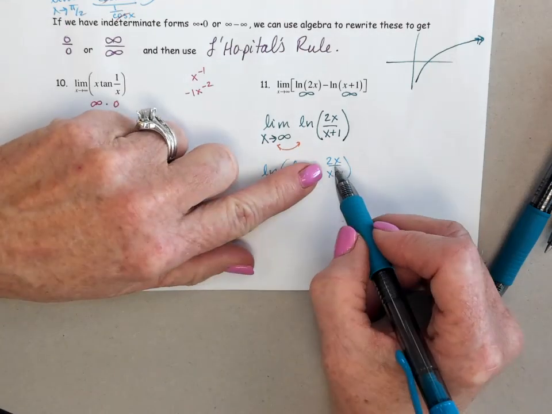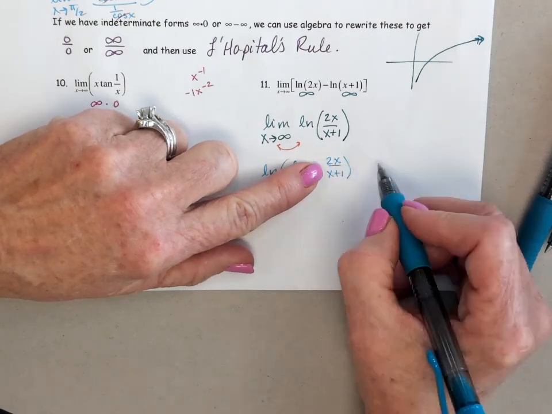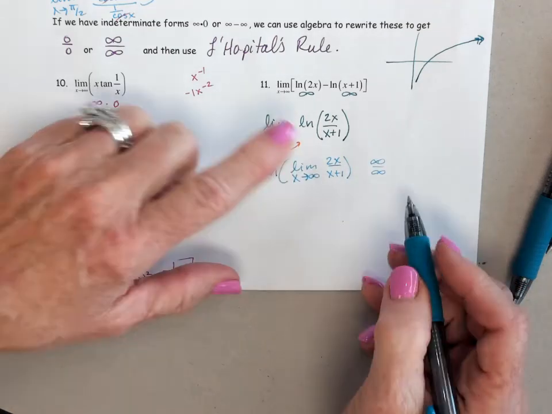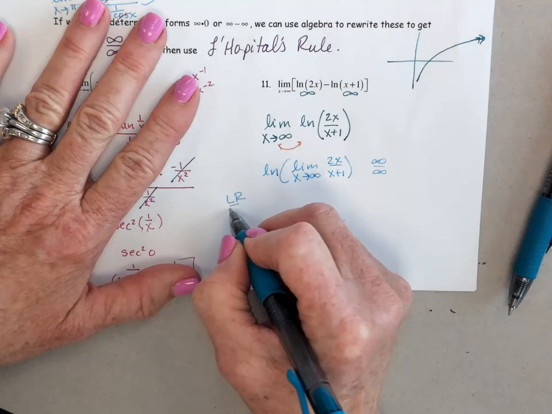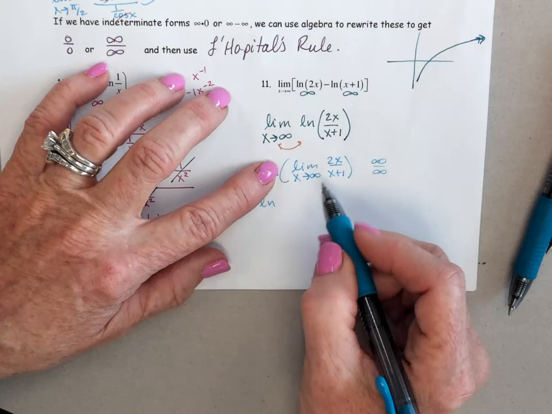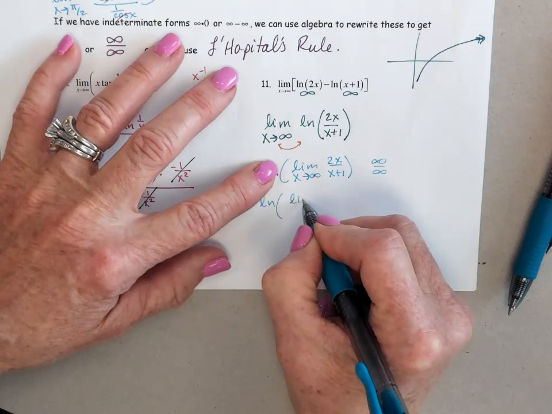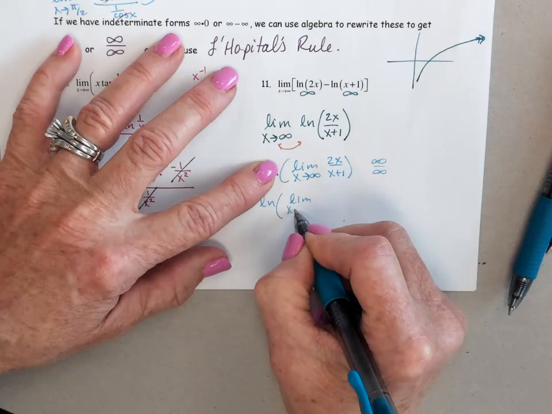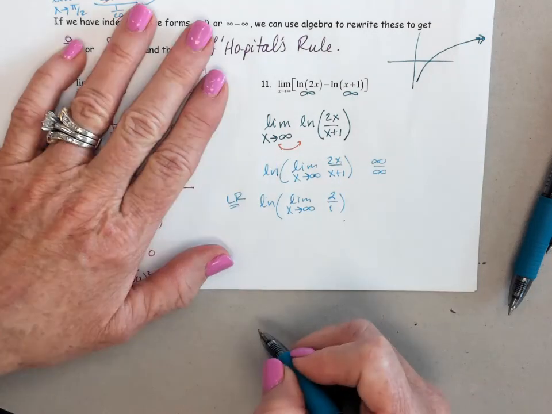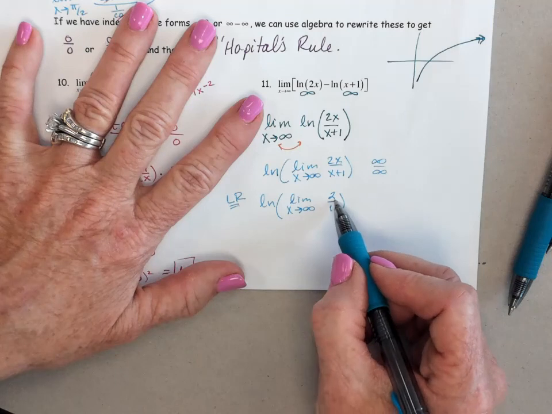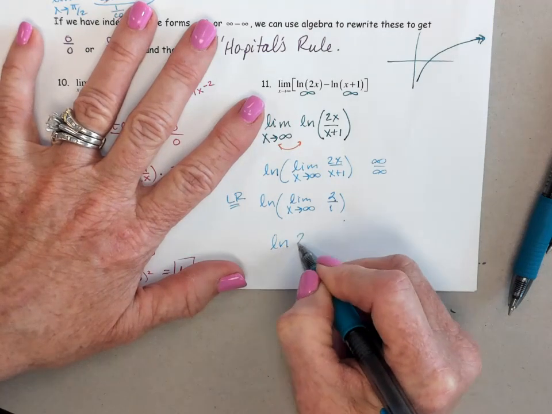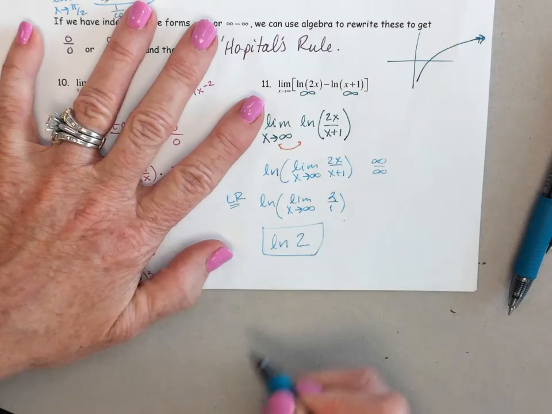Now when we sub in, this is an infinity over infinity situation. So we can do L'Hopital's rule. I'm doing this L'Hopital's rule inside of here. The limit as x approaches infinity of 2 over 1, and the limit as x approaches infinity of 2 is just 2. So we have ln 2. And that's it.